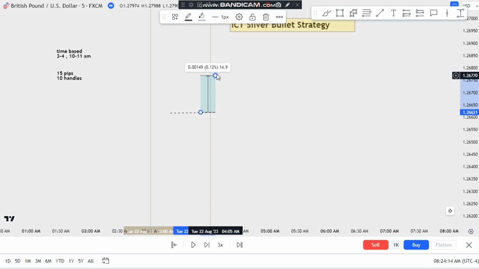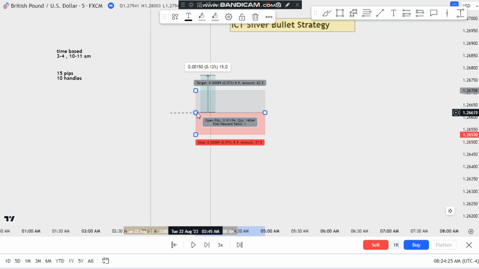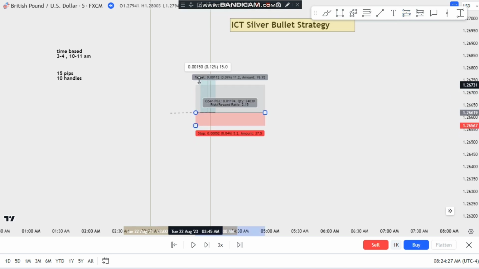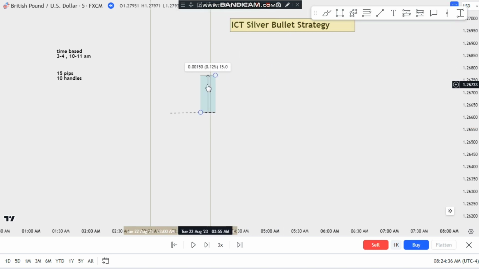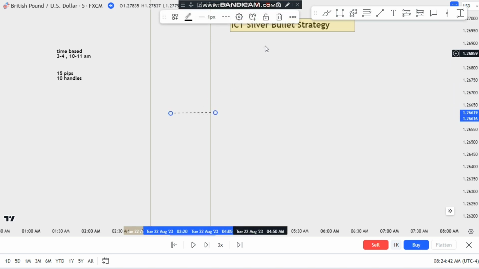You can see if you are going long, this is 14.9. You should set that on 15, so this is the 15 pips. Like if you long here, this should be your target. The stop loss will be below the lows. I will explain that later on, but the target should be 15 pips. And in indices, the target should be 10 handles. I will come back to that later on.